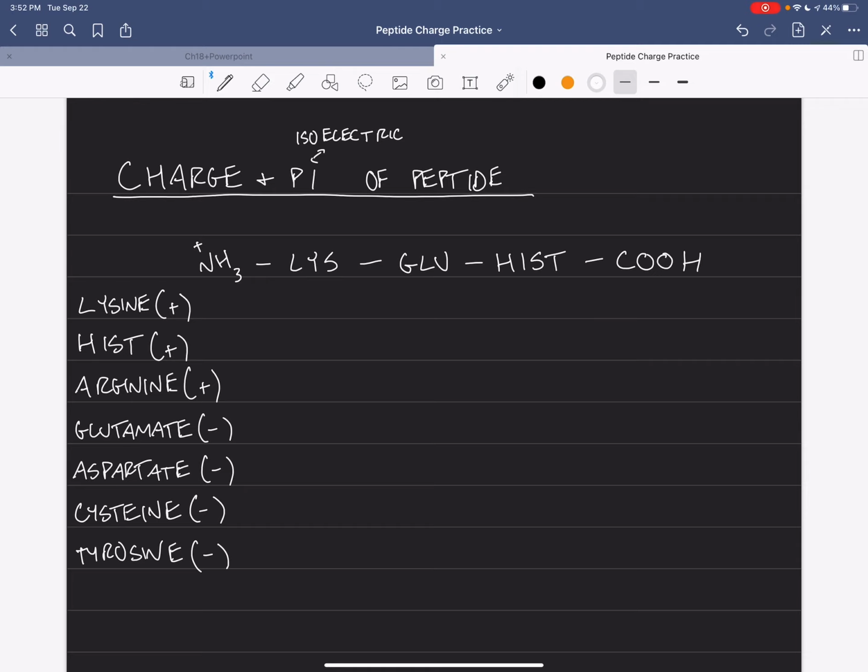I remember the last heckin' aminos. Histidine is going to be about 6. Lysine's about 10.5, along with tyrosine. Arginine is about 12. Glutamate and aspartate are around 4 because they have the carboxyl groups. And cysteine, which has 8 letters in it, is going to have about 8, 8.2 to be exact. So those are our pKa values. That's everything we need to know here, okay?